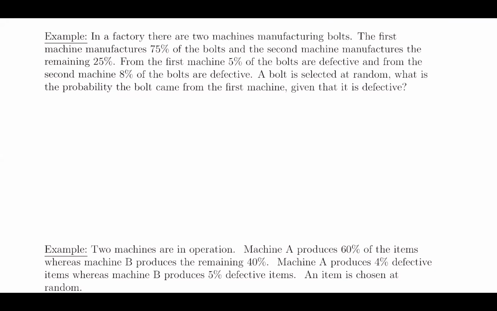All right, guess formula. All right, so the first thing we're going to do is label everything. We want to find the probability they came from a machine. So we'll say the first machine.